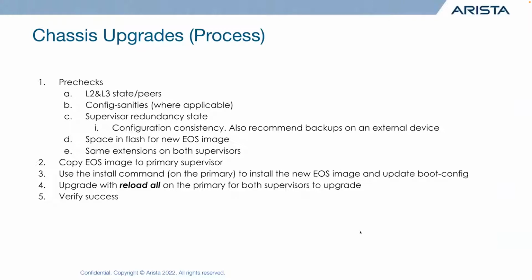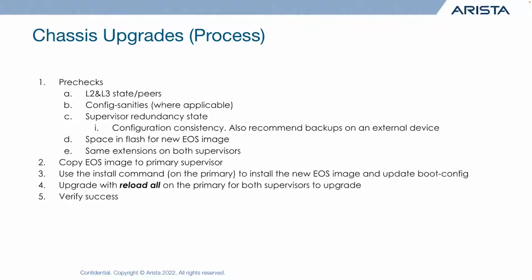So for an upgrade process, the recommendation is your typical pre-checks, right? Be aware of your L2, L3 state, and figure out how it's deployed in your network so that you can be aware of what to expect. Make sure there's plenty of space in Flash, both on your primary supervisor and on your standby supervisor. It has its own Flash. Check your configurations to make sure that they're consistent. There's a great command for that in a second demo we'll do. And make sure the same extensions are on both supervisors. They're two independent units, so those extensions matter.